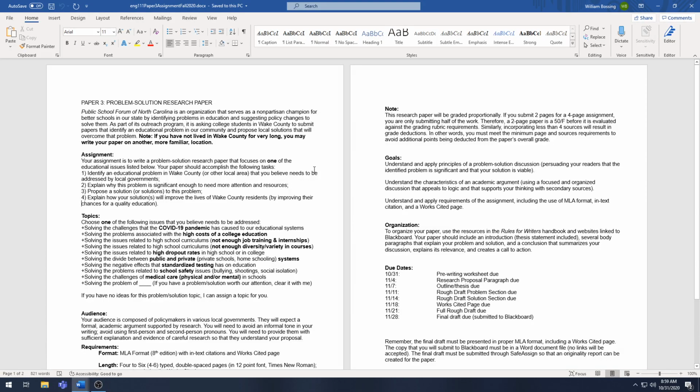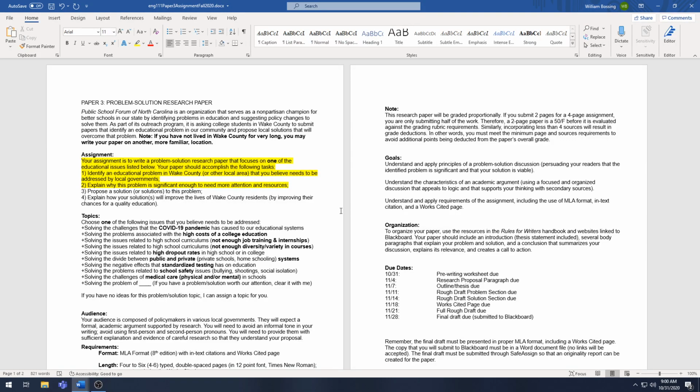So this problem solution paper, here's the assignment, and here's what I want you guys to focus on as you're planning your paper this week and looking for appropriate sources that you can use in the research paper. Your assignment is to write a problem solution paper that focuses on one of the educational issues listed below in the topics list. And your paper should accomplish the following tasks.